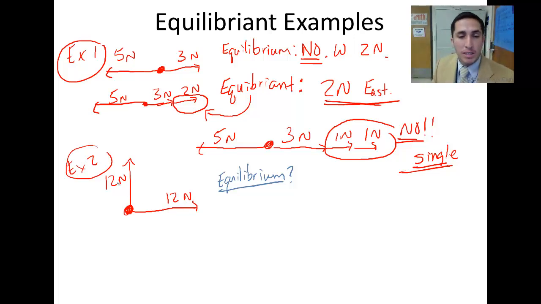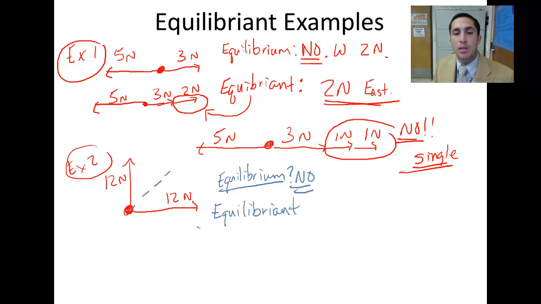So the question we were asking is, is it an equilibrium? The answer is no, it is not an equilibrium. If he pulls up and he pulls east, this object is going to move right here in the middle. It'll move in this direction. So the answer is no, it is not an equilibrium. Now the next question is, well then, what could be the equilibriant?